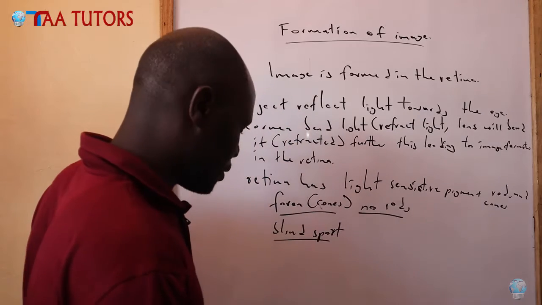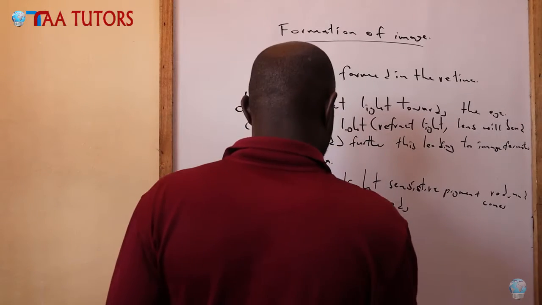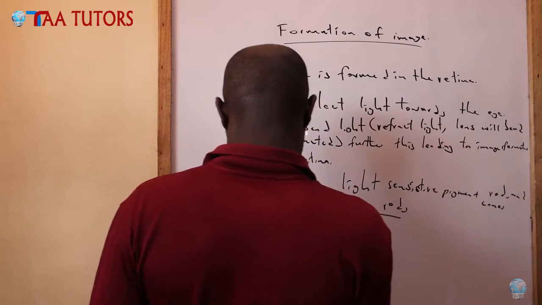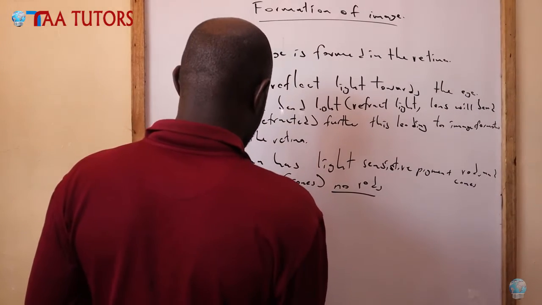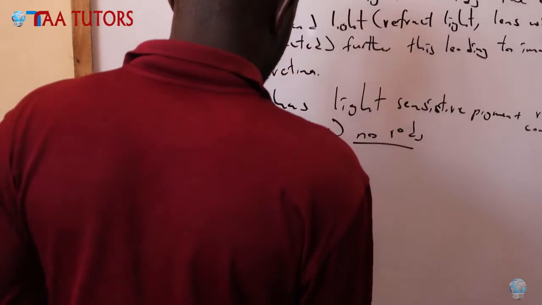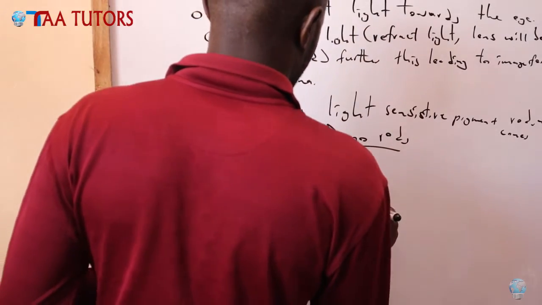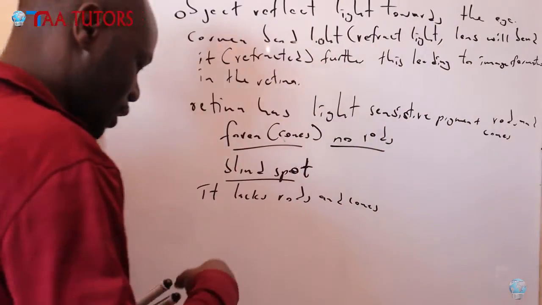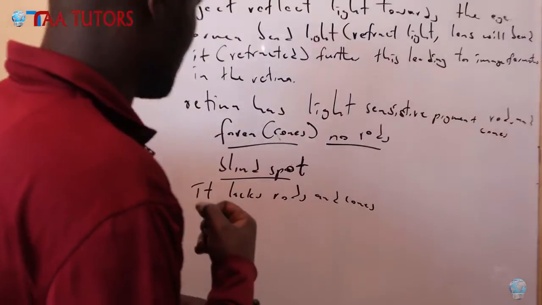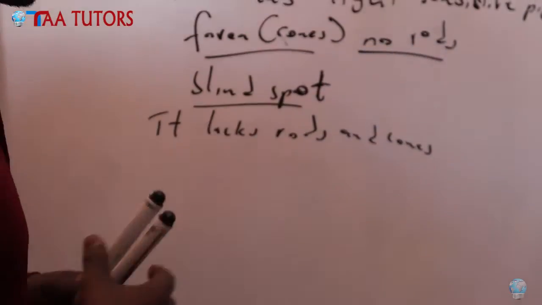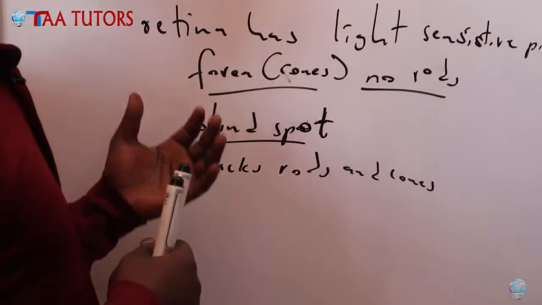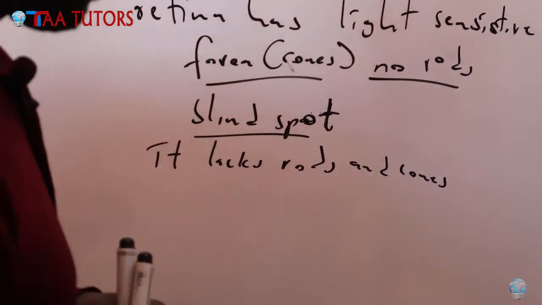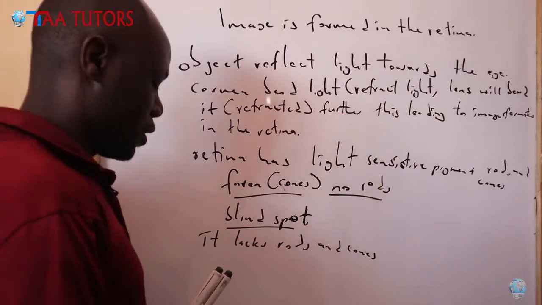Now the blind spot is called the blind spot because it is lacking the light sensitive pigment. We can say the blind spot lacks rods and cones. That is why it's called a blind spot, because there is no image that can be formed there. That is one key thing that helps us understand why we call it the blind spot. So this is how an image is formed in the retina, and those are the events that take place when the image is being formed.